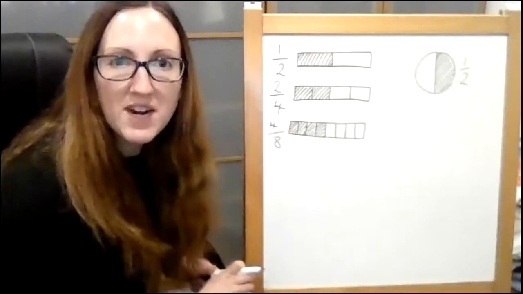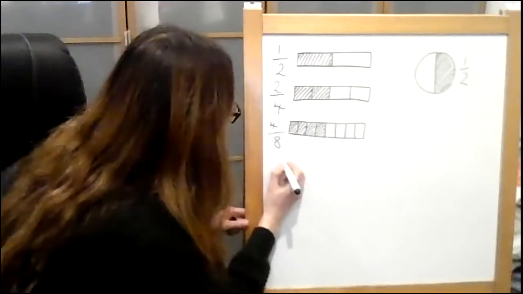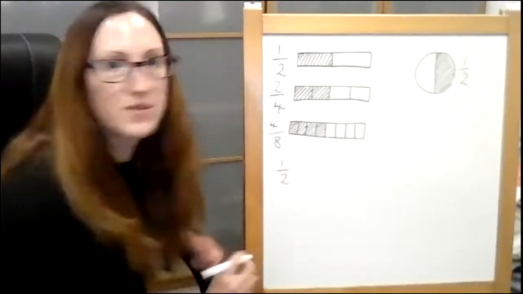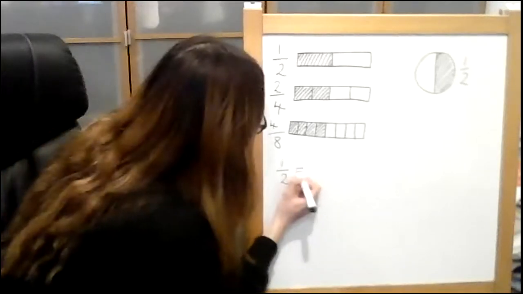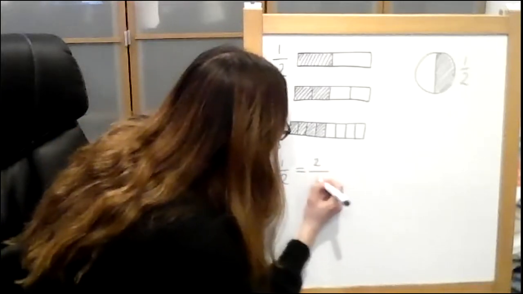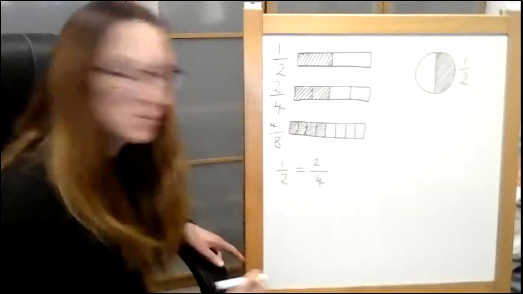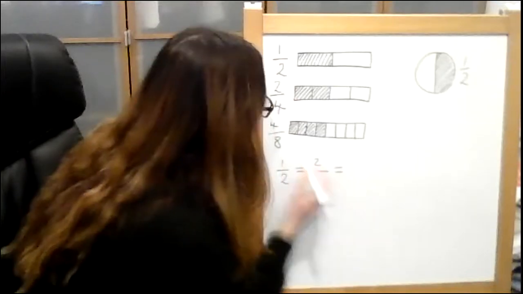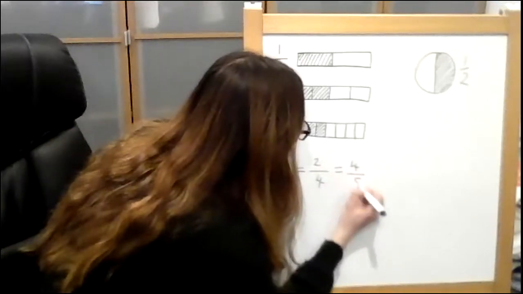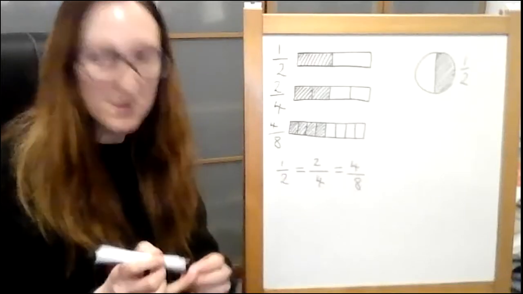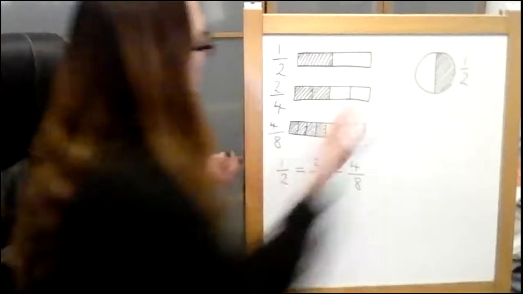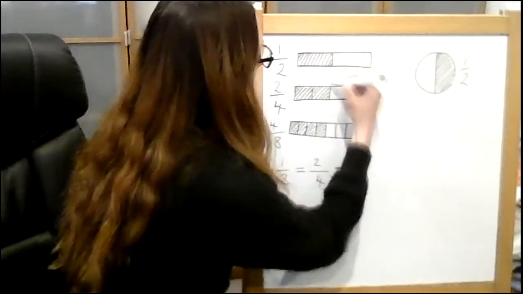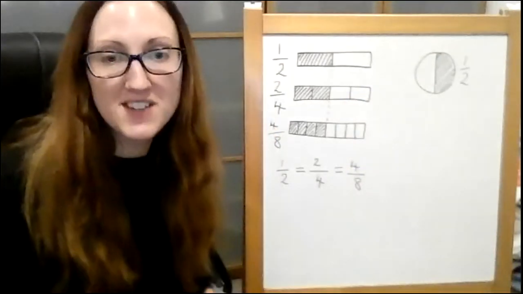And another way that we could write this down is this. 1/2. Remember we talked about the equal symbol meaning equivalent to. 1/2 equals 2 quarters, which is also equivalent to 4 eighths. So that's one way that we can write it out here really, really clearly. Okay, and we can see these are all in line. So they are all equivalent fractions, they are the same.